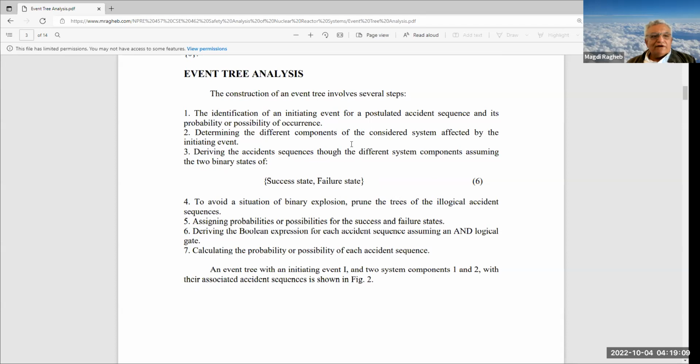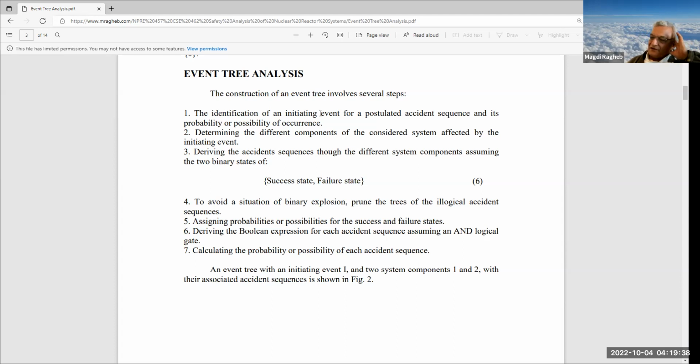And event tree analysis, interestingly enough, is more or less like a Boolean type of approach, in that you have either a success state or a failure state. So this is a binomial distribution, as it's called: you have one state and its opposite, only two states, success or failure. You identify then an initiating event.